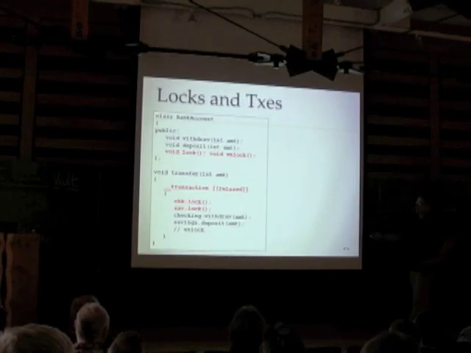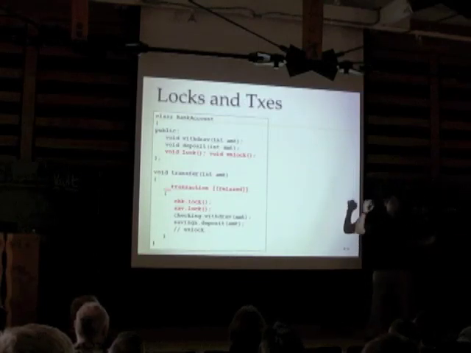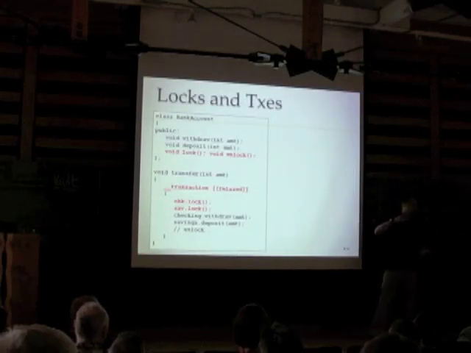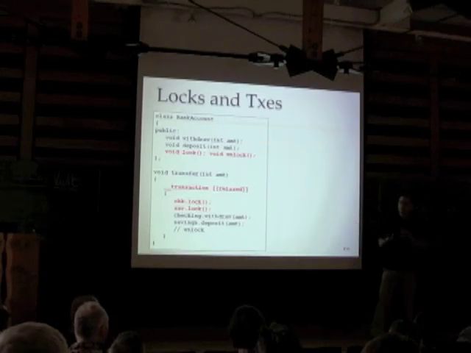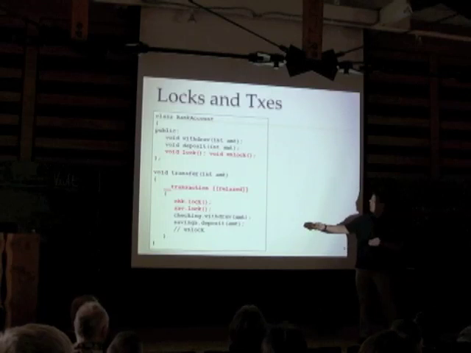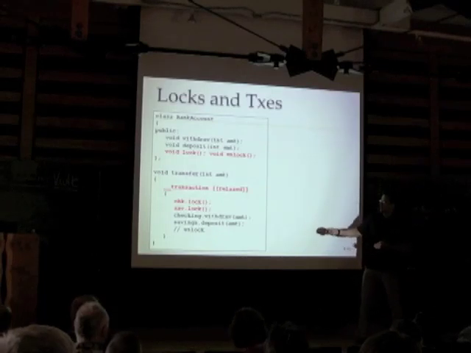If you want composition, you want it to be atomic, and you don't want interference from either locks or transactions, you essentially have to do this. You need to make the transaction relaxed, and you still need to acquire your locks.